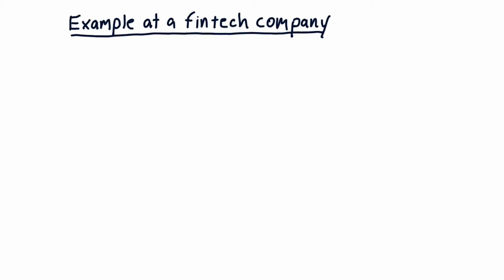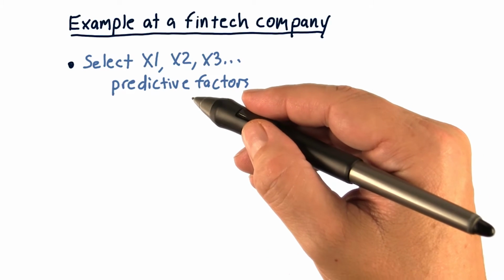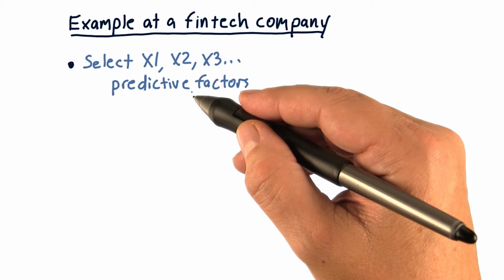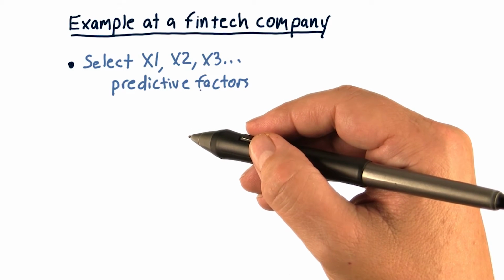I'd like to show you now how we use this process to build a machine learning based forecaster at a fintech company, at my company, Lucena Research. A first step is to select which factors you want to use. So those are our X's. Remember, it can be multidimensional. So these are things like Bollinger Bands, PE ratio, and so on. Measurable quantities about a company that can be predictive of its stock price.